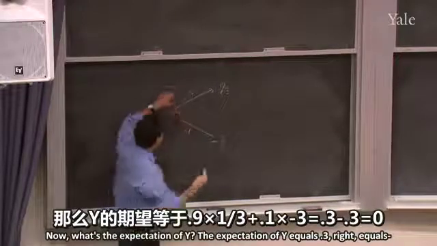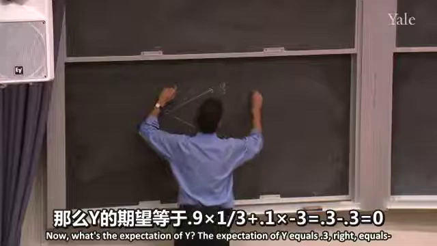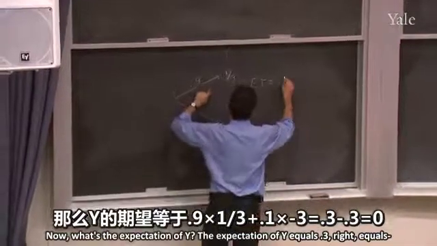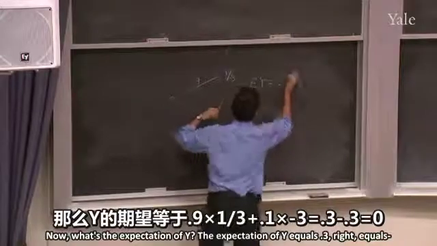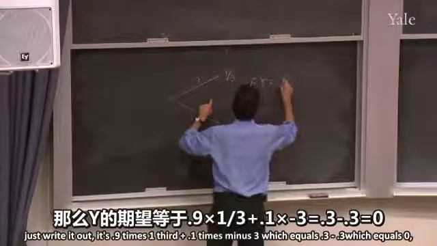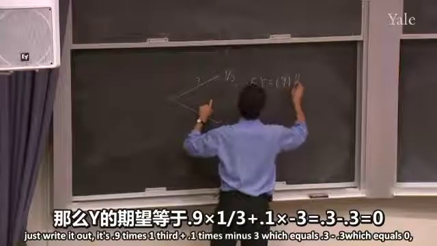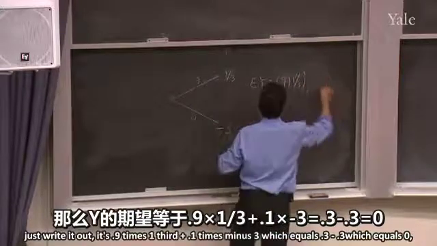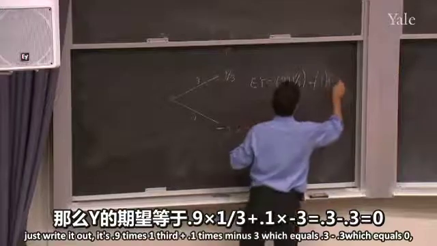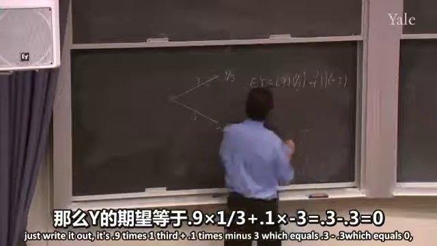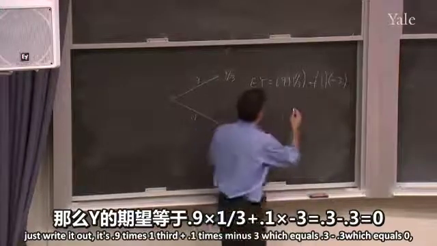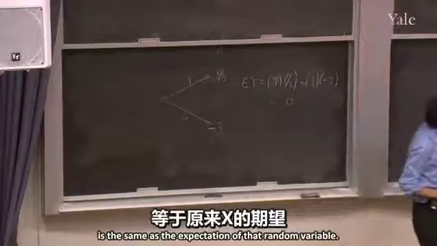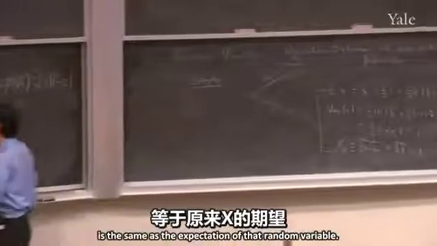OK, now what's the expectation of y? The expectation of y equals, let's just write it out, 0.9 times a third plus 0.1 times minus 3, which equals 0.3 minus 0.3, which equals 0. So the expectation of this random variable is the same as the expectation of that random variable.